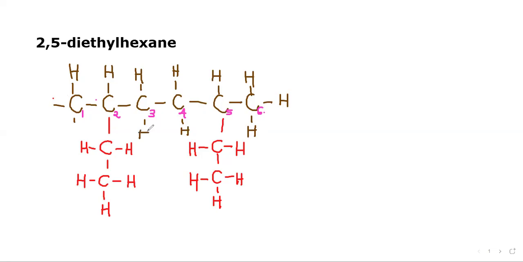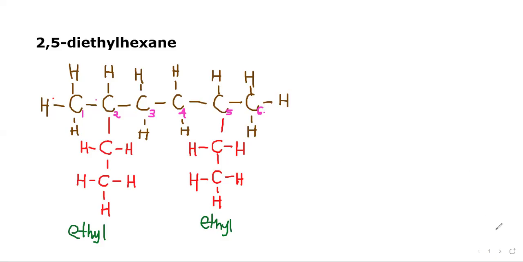So the red parts basically represent what we call an ethyl group. So don't forget that this represents an ethyl group, as well as this one represents an ethyl group. So this will be basically 2,5-diethyl hexane, right?